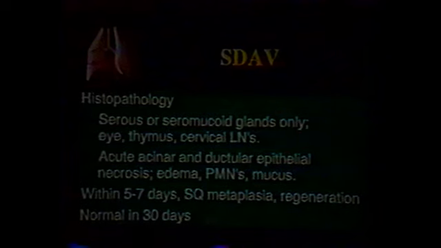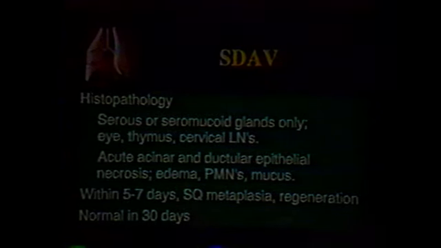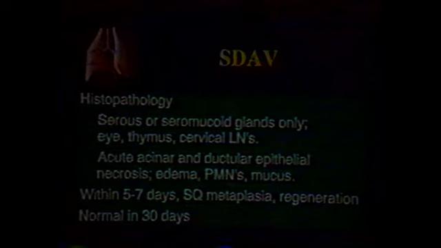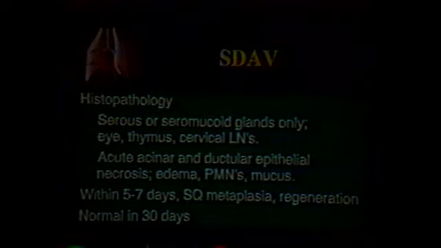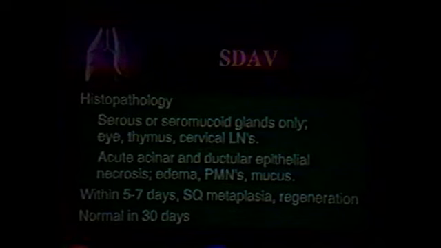One of the things that you might remember is that the serous and the seromucoid glands only are involved. So the mucous salivary glands, you'll never see inflammation in the mucous salivary glands, only in the serous part. And of course, the eye is involved because of the keratoconjunctivitis. You may see thymic involvement, and in my experience, the changes in the cervical lymph nodes aren't tremendous. There's lymphoid hyperplasia, but there's not lots of necrosis or anything like that. The histopathology depends upon the timing of when you see this.